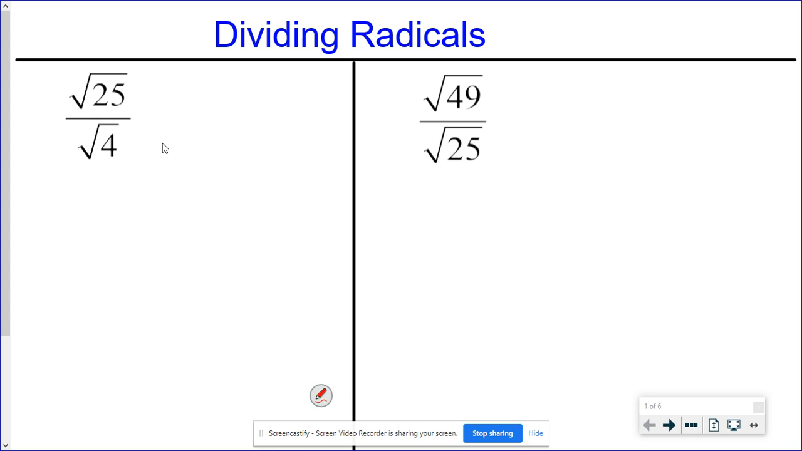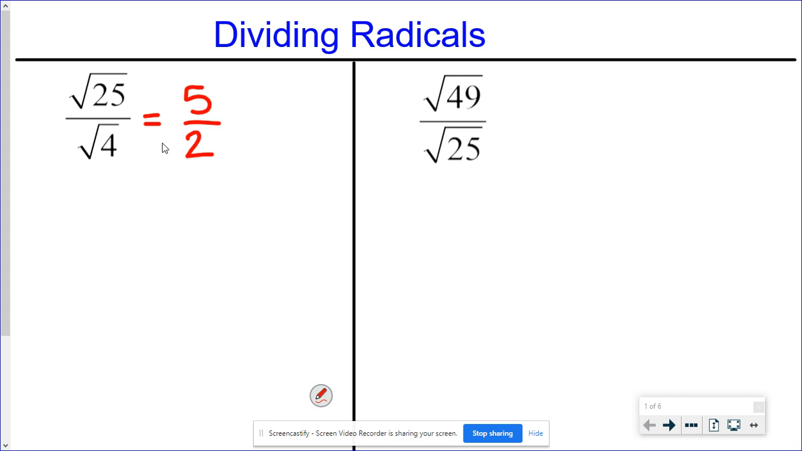So the square root of 25, that's just 5. And the square root of 4 is just 2. And stop there. Don't give me 2.5. I don't need decimals. This is a simplified fraction. Yes, it's improper, but we're okay with improper fractions.